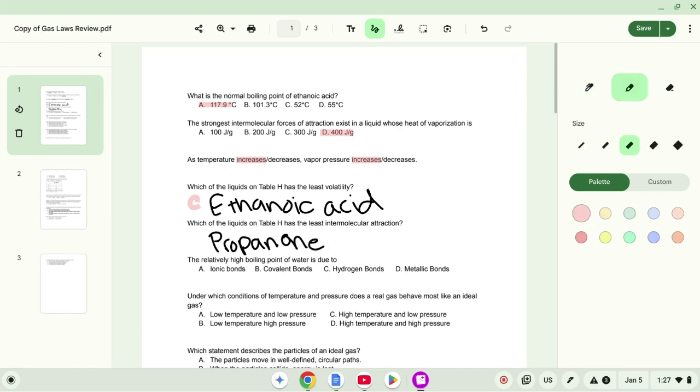The relatively high boiling point of water is due to hydrogen bonds because it acts between water molecules. Under which conditions of temperature and pressure does a real gas behave most like an ideal gas? Under conditions of low temperature and high pressure. This is just a basic thing that you have to know.